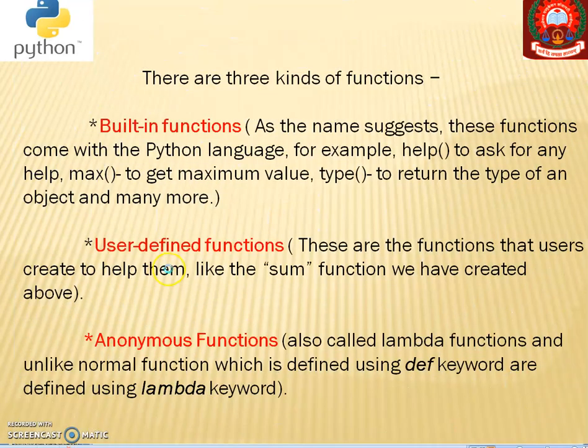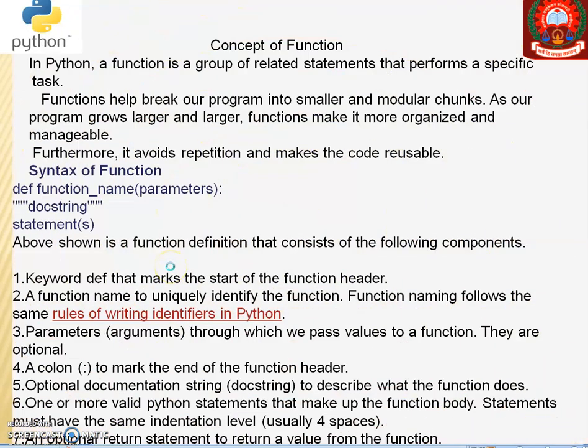Next thing will be the optional document string, that is the docstring, to describe what the function does, as I have told you. Optional docstring means you can write anything here about what the function is going to do. Next, point number 6, one or more valid Python statements that make up the function body. There may be a single statement or a number of statements in this.